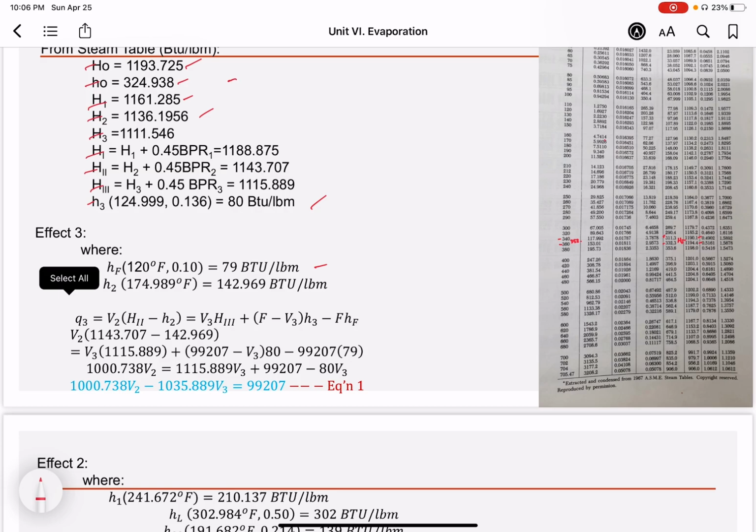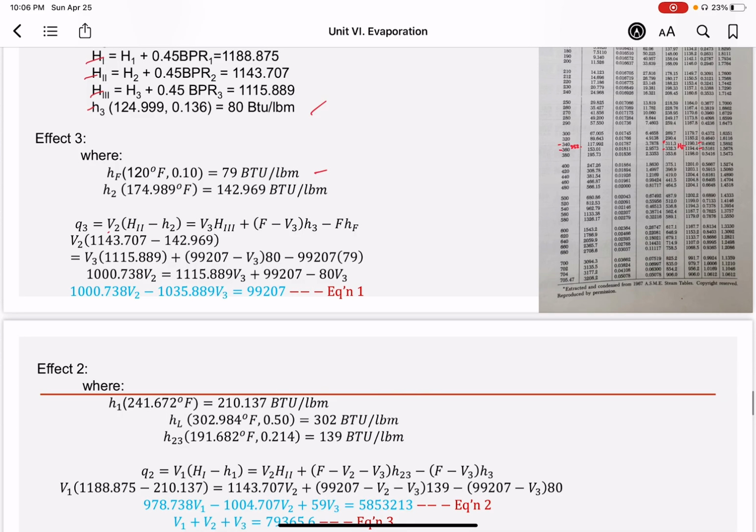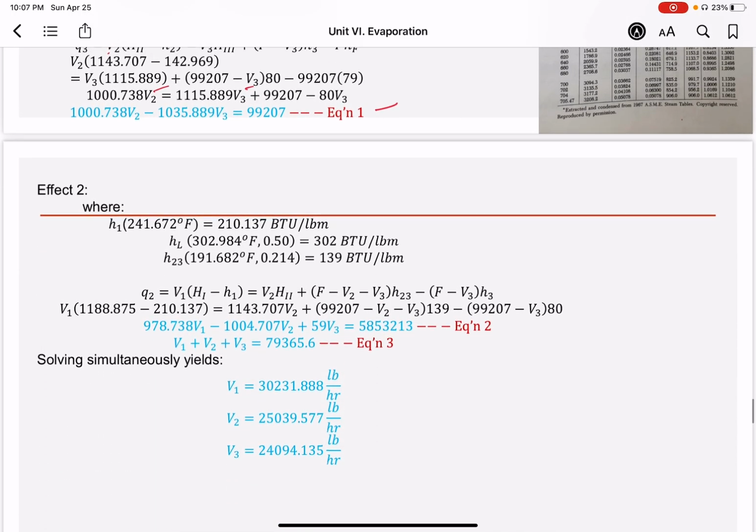Then you apply the formula for the EBE to be V2H2 minus H2, V3H3, F minus V3. So that you come up with an equation in terms of V2 and V sub 3, and use this as your equation 1. Then again, use effect 2 to come up with another equation. And finally, you would know, right, your equation 3 is the very first assumption that we have, that your V1 is equal to V2 equal to V3.